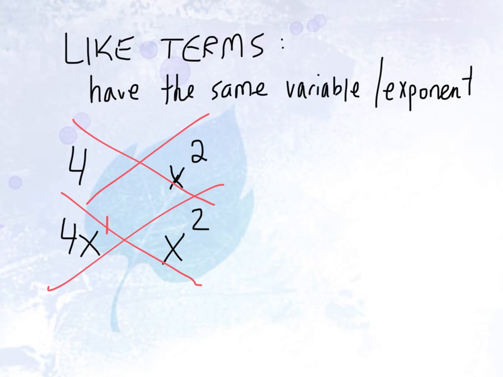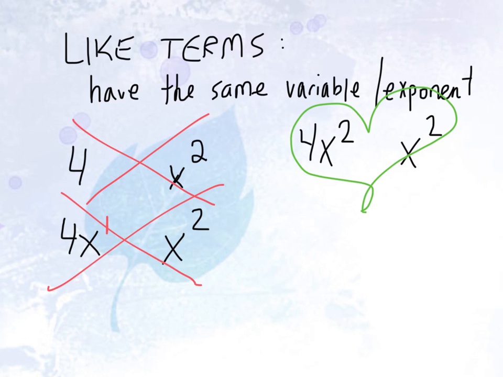What about 4x squared versus x squared? Now this time, they both have the same variable and they have both the same exponent. So yes, these are like terms. One more quick example. If we compared 4x squared to 4y squared, you might think that they are like terms, because they both have an exponent of 2, but their variables are different. We've got an x versus a y, so these are not like each other.